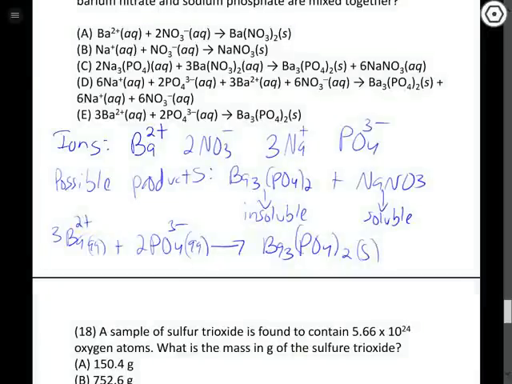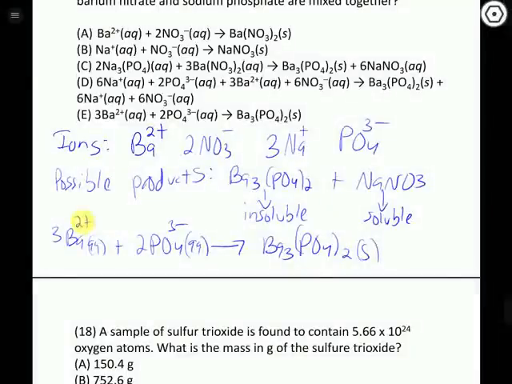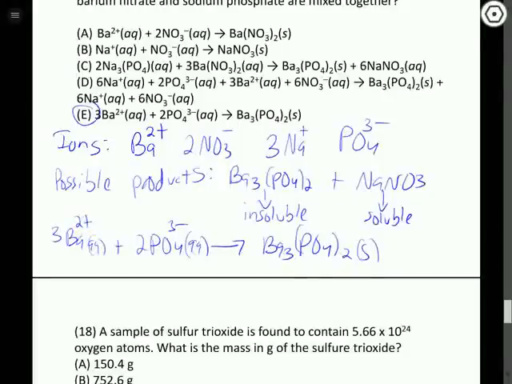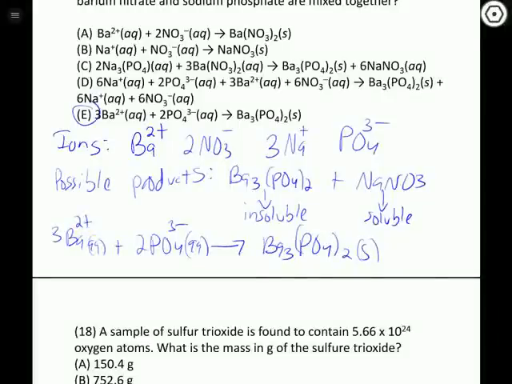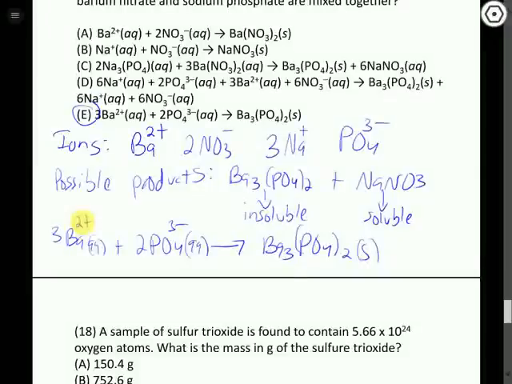So the only choice that matches this is choice E. Choice A has nitrate in it, which is going to be a spectator ion. Choice B has sodium nitrate, which we know are both spectator ions because that's the soluble product.